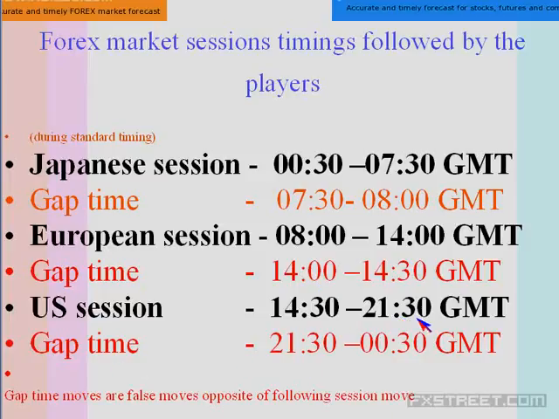Then 21:30 GMT, US session gets over, and after that, gap time is 21:30 to 0030 GMT the next day. And gap time moves or false moves, keep it in mind. Most of the time, you come across that.